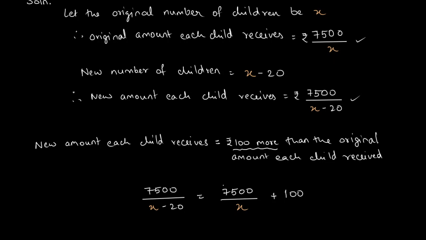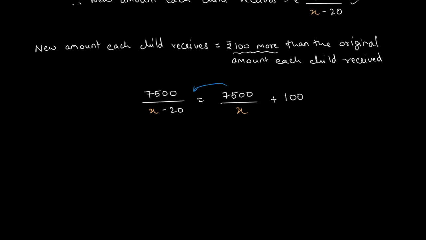Let's just rearrange the terms. Let's bring all the fractional x terms together on one side of the equation. It may make our sums a little easier to solve. So if I do that, I have 7,500 divided by x minus 20, minus 7,500 divided by x, equal to 100. Right. Let's simplify this a little.